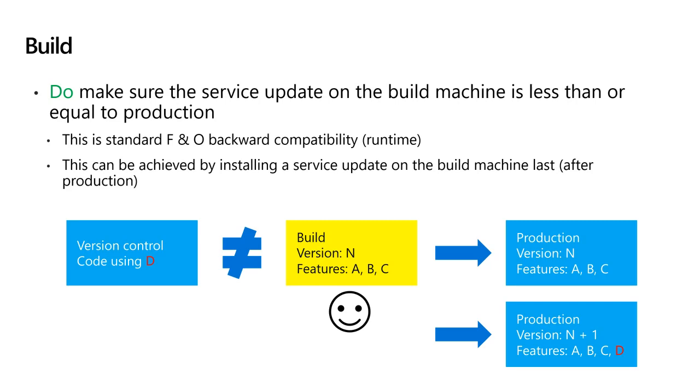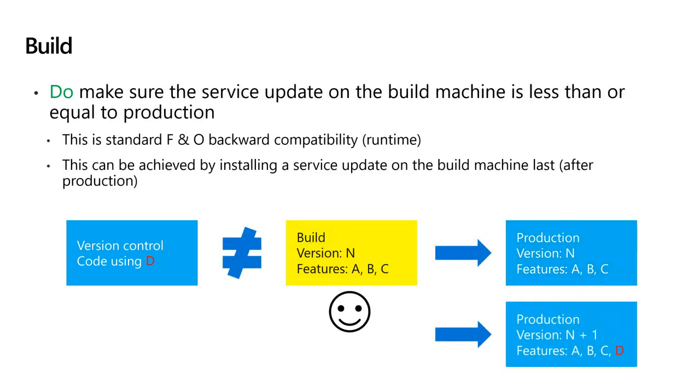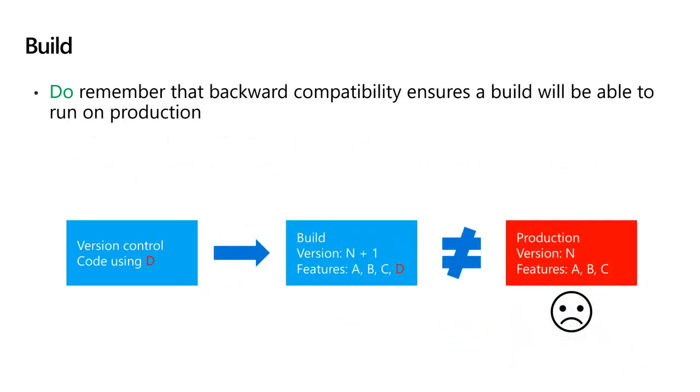And then the other scenario is that if you check in that code using D and your build machine has been updated and it has a newer version than production, the build will succeed and then it will fail being deployed to production because production does not have code that knows about D yet. And so in this case, the failure of the build is a much better option than the failure of deployment on production.